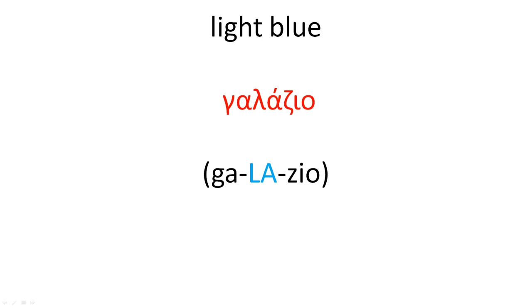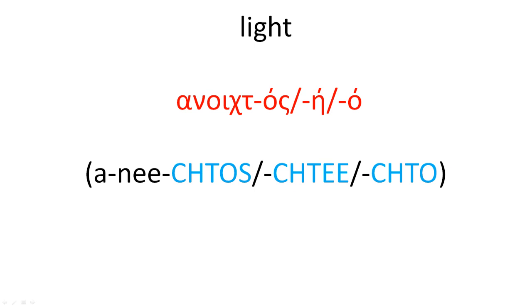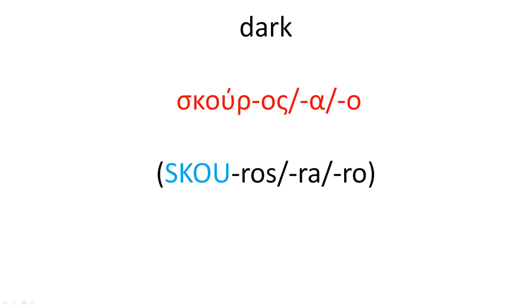I think these are some of the most basic colors and the ones you will probably use most of the time. Along with this course, I thought it would be a good idea to also provide you with some adjectives that are used to describe colors. So for example, we have light, which means ανοιχτός, ανοιχτή, ανοιχτό. Dark, which means σκοτεινός, σκοτεινή, σκοτεινό. Now, in case you are wondering why 3 different ways to translate a word, it's because in Greek we have 3 different genders.